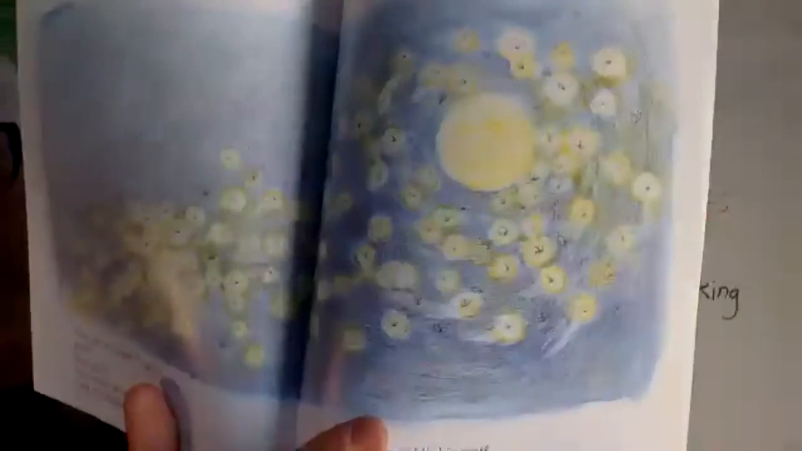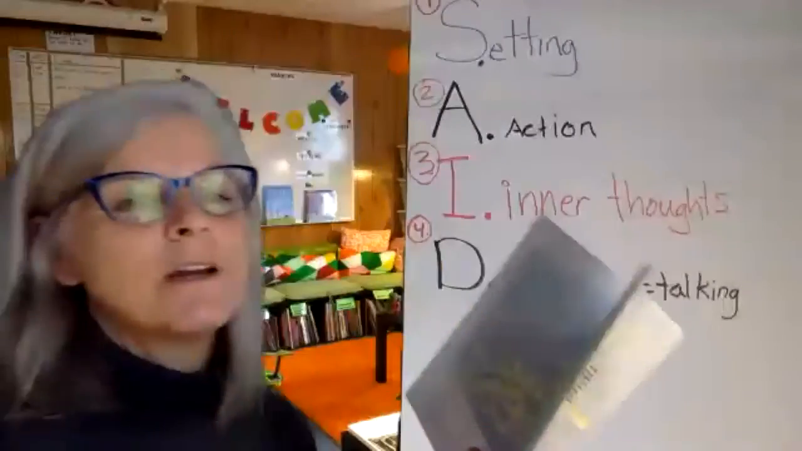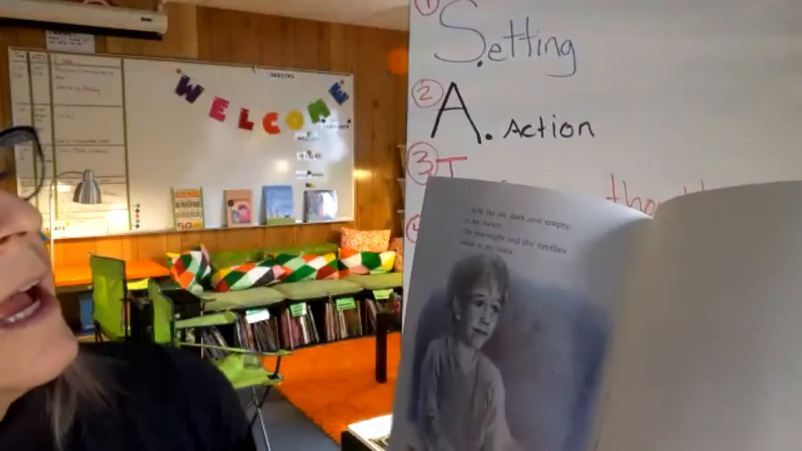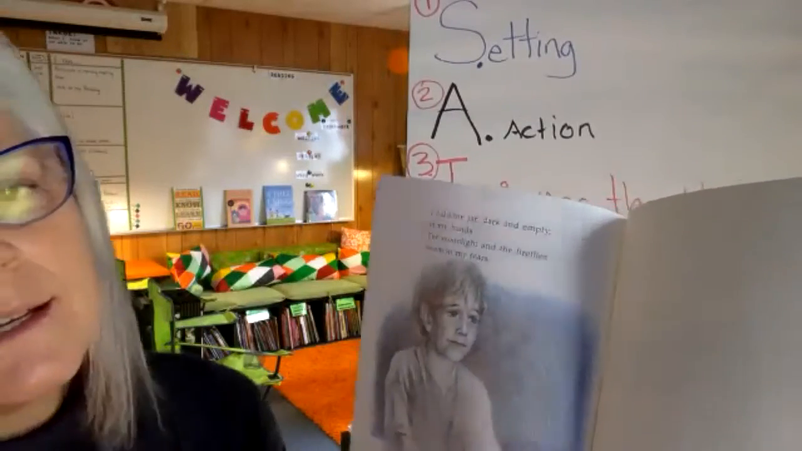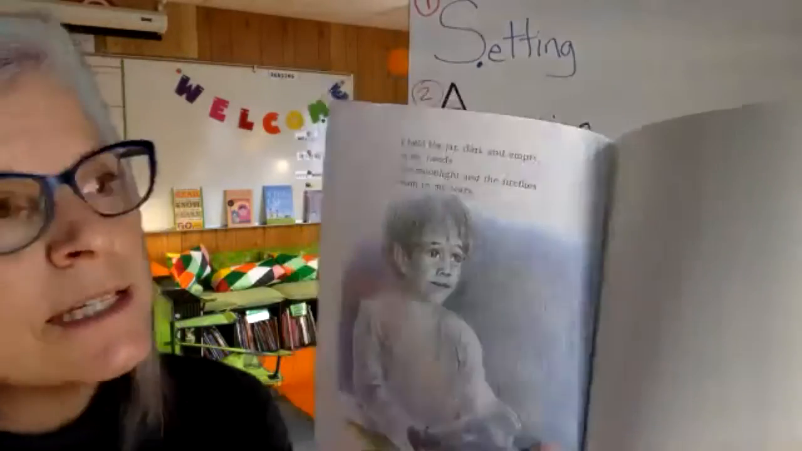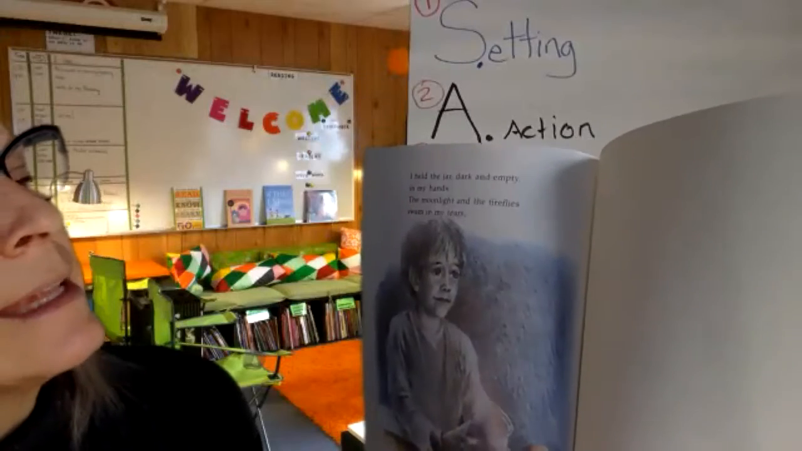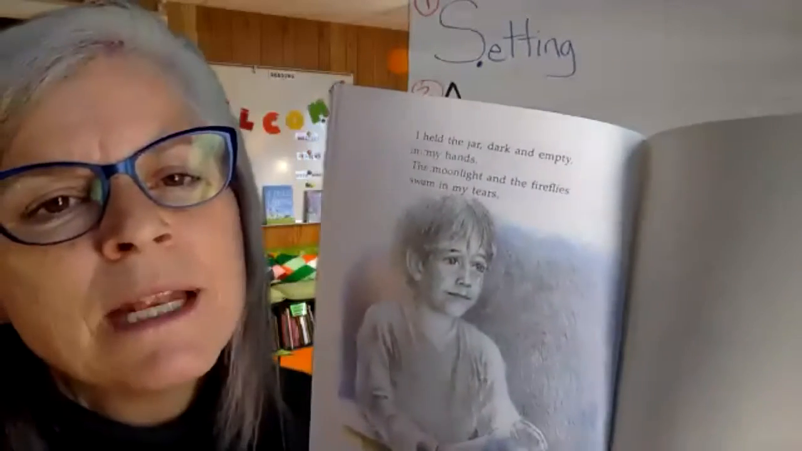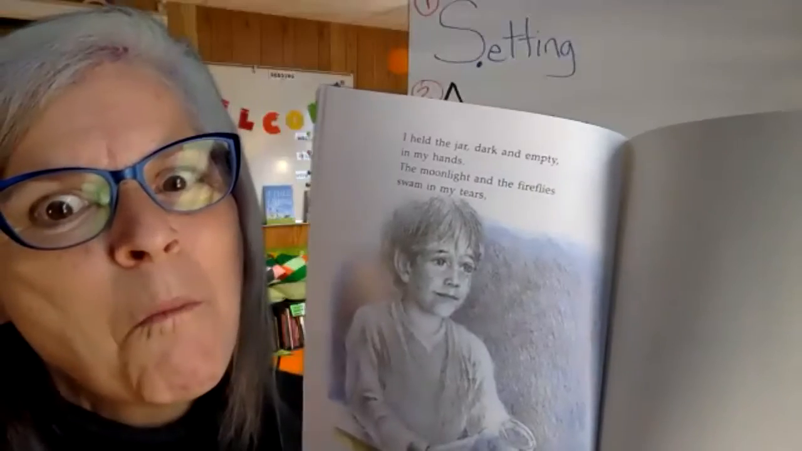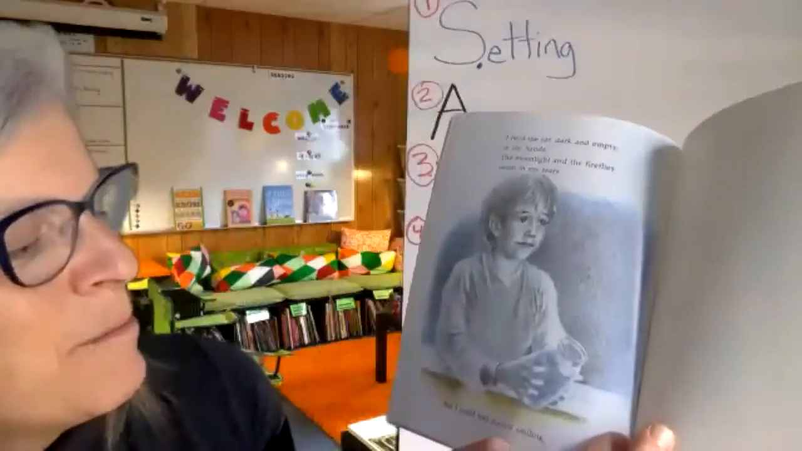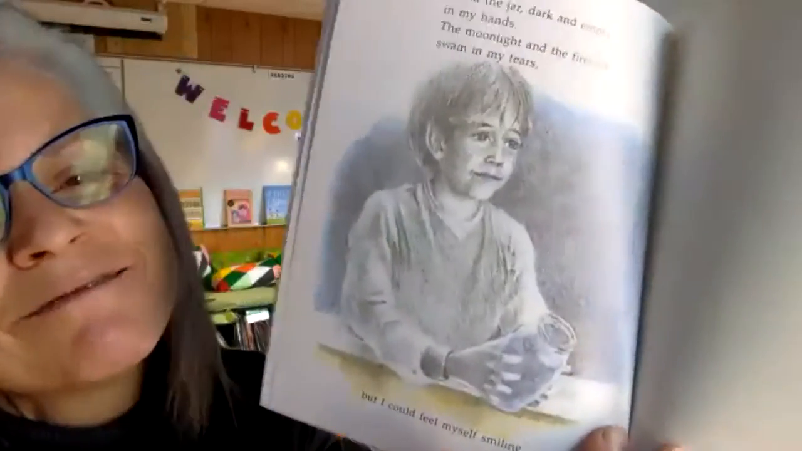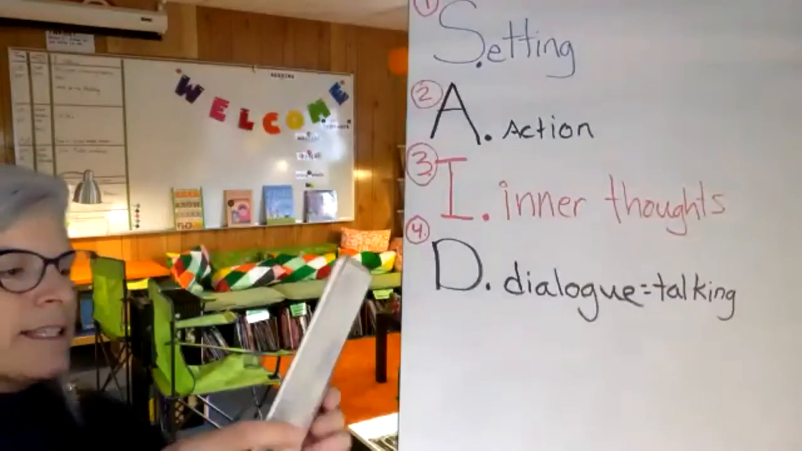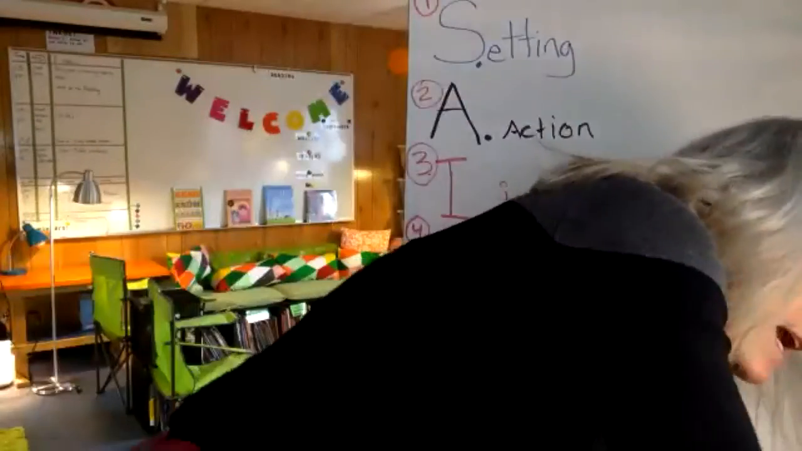like stars dancing. We're not quite done because she's going to show us one more inner thought. I held the jar dark and empty. There's action and description, right, in my hands. And the moonlight and the fireflies swam in my tears. I love that. But I could feel myself smiling. Boys and girls, this author is a master of S-A-I-D writing.